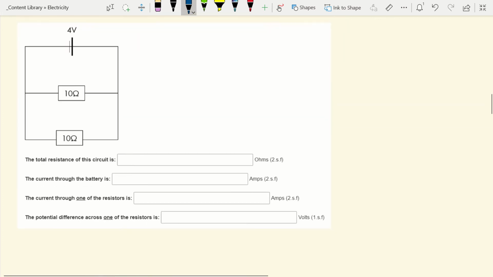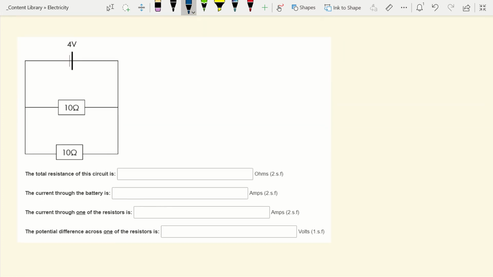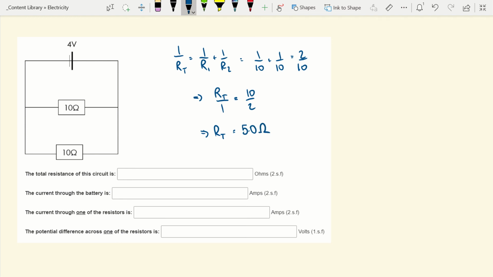Okay, so moving on to a parallel example. So again, we have to use our parallel resistor law. So what is that? That's this one. So that's just going to be 1 over 10 plus 1 over 10, which is 2 over 10. And this is the part quite a few people forgot in their working. They forgot to flip it over. So 1 over RT is 2 over 10. So that means RT over 1 is 10 over 2, which gives us a total resistance of 5 ohms in there. And it wants it to two significant figures, so we can just go ahead and write 5.0 in there.